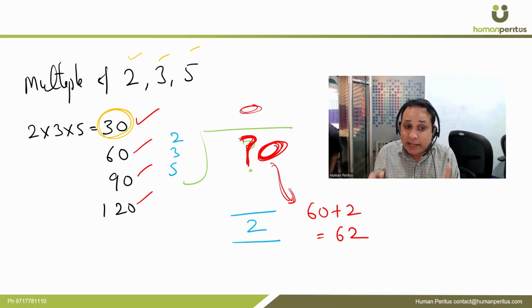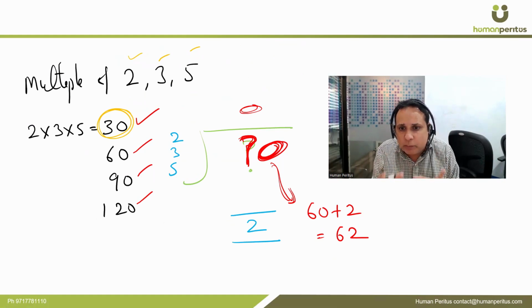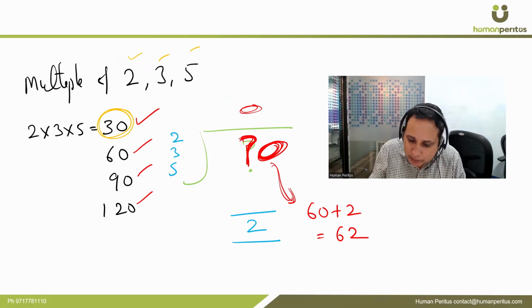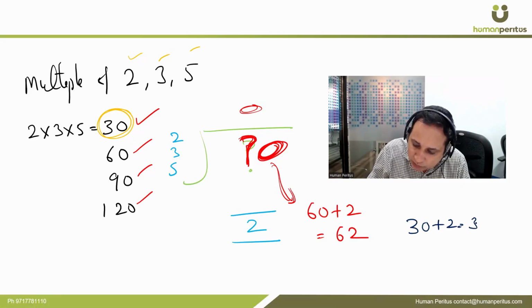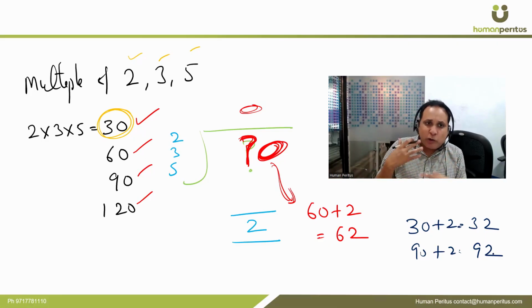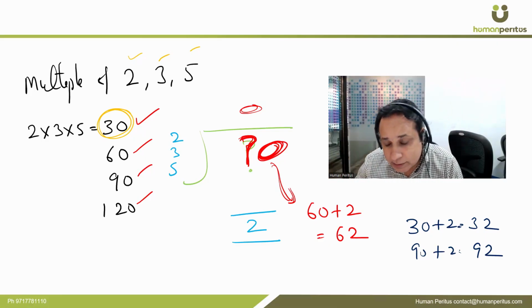Guys, always mind it. There'll be multiple such numbers, right? For example, in this case, 62 will be such a number, 30 plus 2, 32 will be such a number, 90 plus 2, 92 will be such a number. So you have to figure out in the question what the question is asking, but there'll be multiple such numbers.